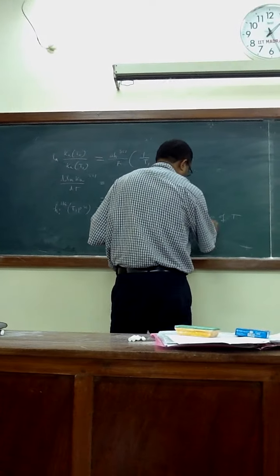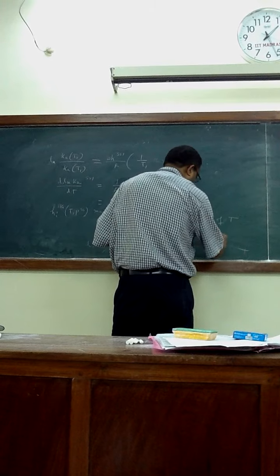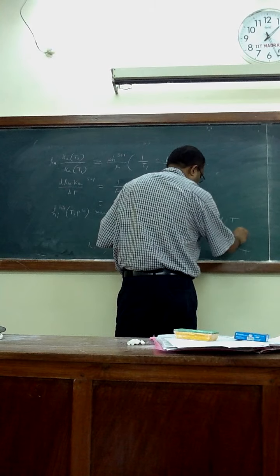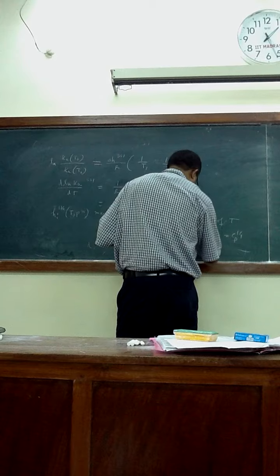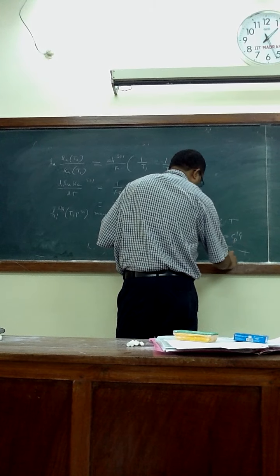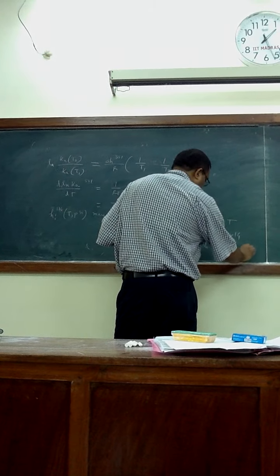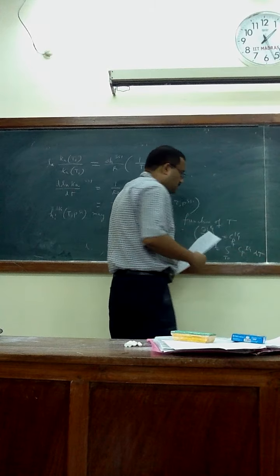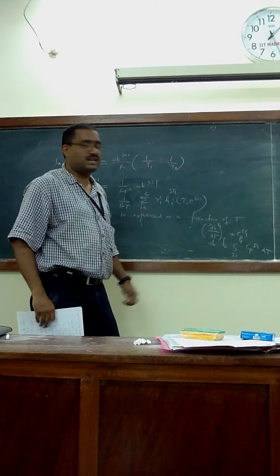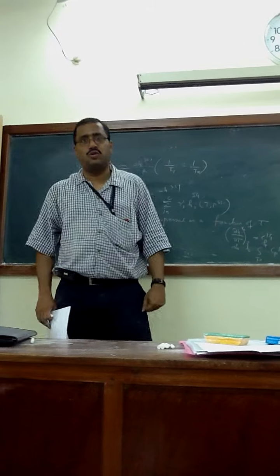And you know that ∂H/∂T at constant P equals Cp^IG. So delta H is nothing but the integral from T0 to T of Cp^IG dT. You can easily calculate.